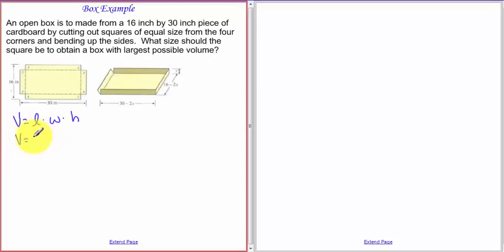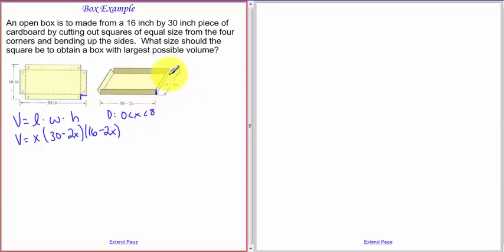So our volume in this case, the height is x, which is this length here, which is what I'm cutting out. The width is 30 minus 2x. I started with 30, but I've cut out x from both sides, so that's 30 minus 2x. And our length is 16 minus 2x. Now our domain restriction is 0 is less than x is less than 8.